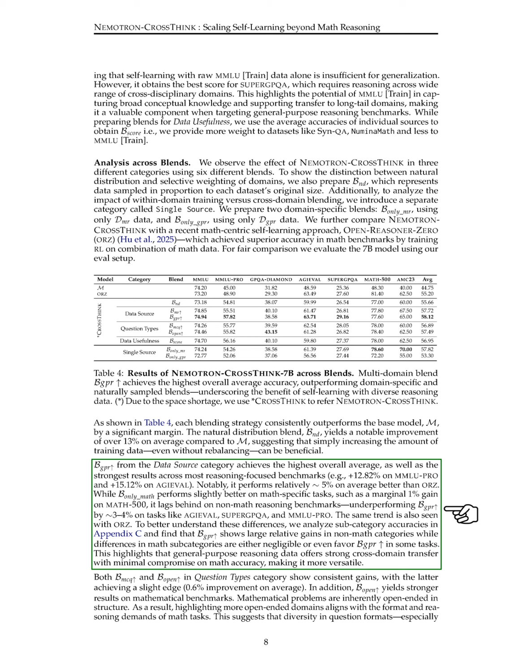While B_only_math performs slightly better in math-specific tasks, it falls short in non-math reasoning benchmarks compared to B_GPR+Pero. To understand these differences, we analyze subcategory accuracies and find that B_GPR+Pero excels in non-math categories, while math subcategory differences are minimal. This suggests that general-purpose reasoning data can effectively transfer across domains without significantly compromising math accuracy.